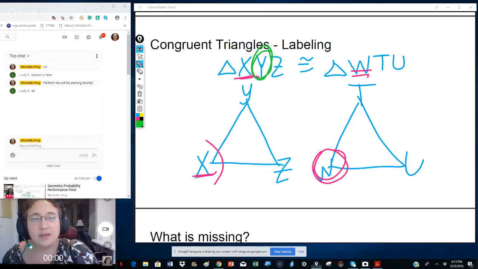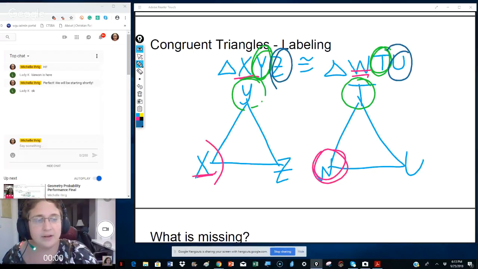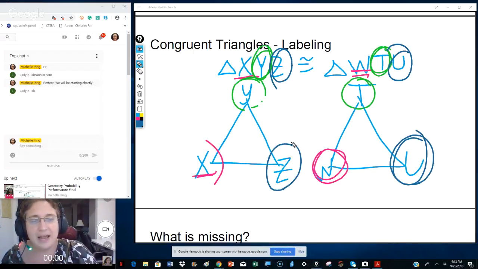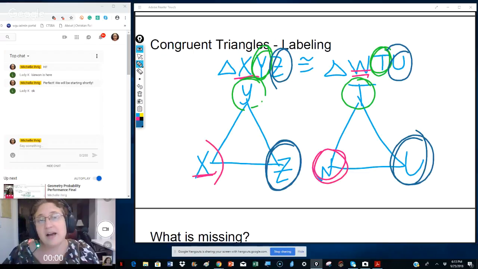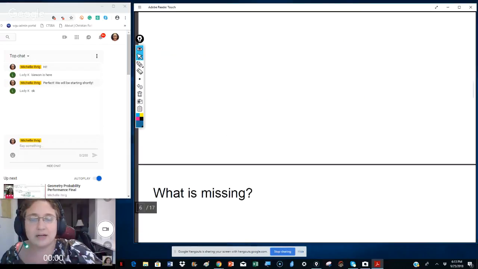Here's my W here. Here's my T. They have to match up. If I have my Z here, my Z here, and my U here, they have to match up. It has to go in order. If it does not go in order, you are most likely not going to get the problems correct.